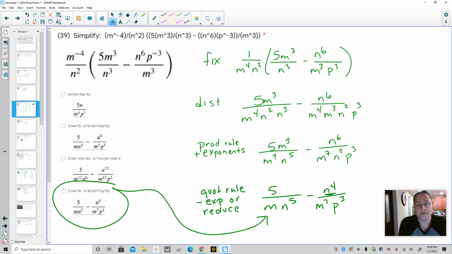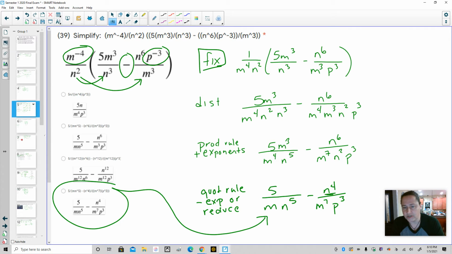So the first thing that you want to do is you want to fix your negative exponents. So that m to the -4 and p to the -3 need to get switched into the denominator and become positive. So that's what you see here. Step 2, you're going to distribute. So the coefficient times the first term, the coefficient times the second term, and they're going to be subtracted from each other.